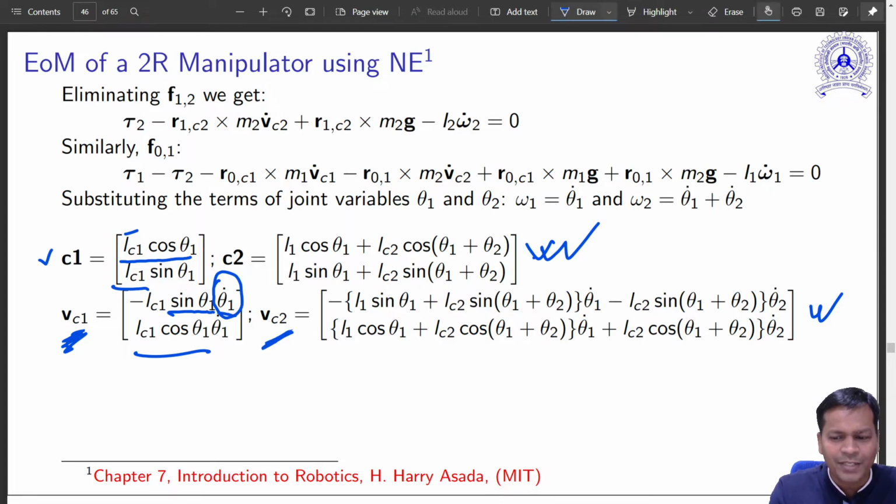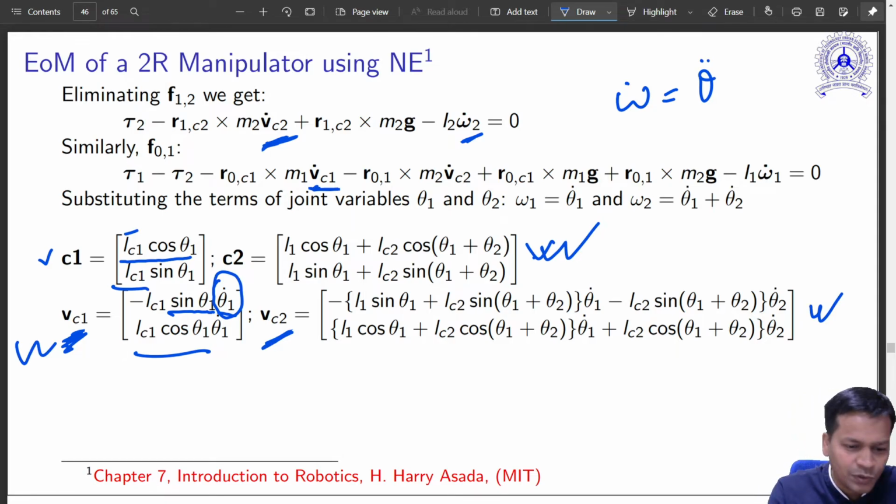Again, you take the derivative and you can obtain this as well. You can obtain Vc2 dot. And similarly, if omega is theta dot, then omega dot is theta double dot. So again take the derivative of this and you can obtain Vc1 dot or Vc2 dot. So those are the things which are required here.